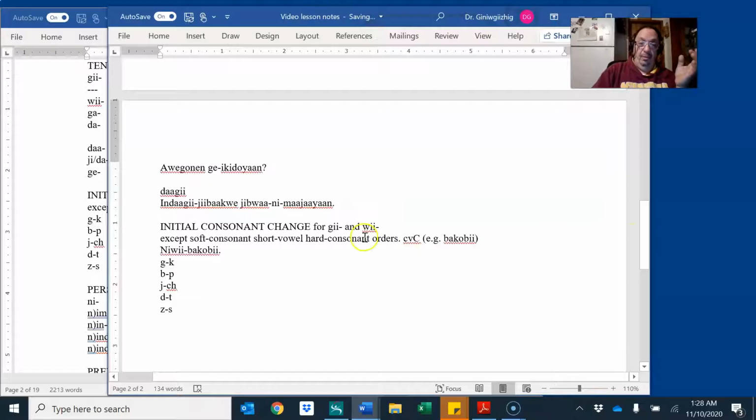All right. So anytime we use gi and it's connected to these letters, they're going to change. Except, here's an exception: soft consonant, short vowel, hard consonant. These ones are all soft consonants, and these are all hard consonants. Here's an example. Soft consonant is a B. See, it's a soft consonant. And is there a short vowel? Yeah. And is there a hard consonant? K. Yep, here's the hard side. Bakobi, to go down to the water, go into the water. So if I say niwi bakobi, I want to go into the water. The B is not going to change in this instance. Normally, gi changes B to a P, but here it's not gonna. We just leave it. Niwi bakobi.